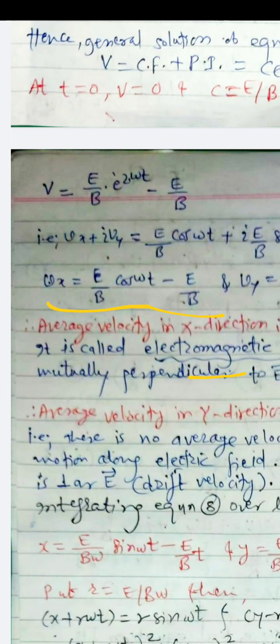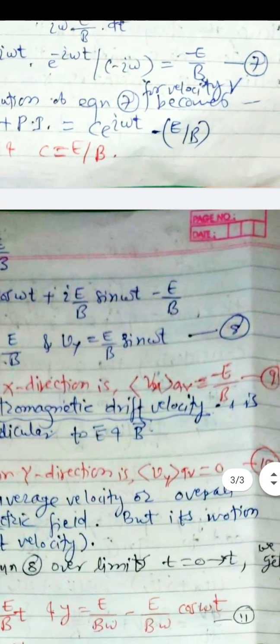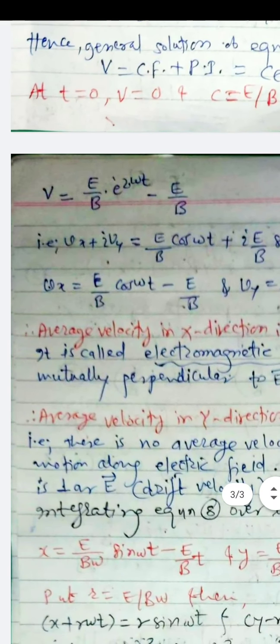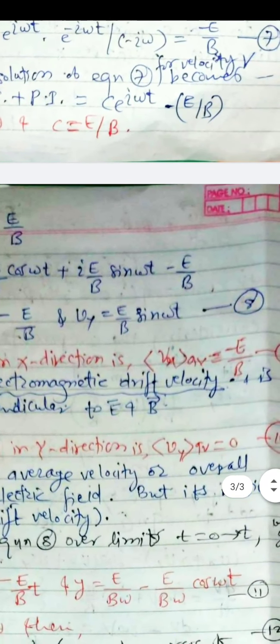Second one, Vy equals E upon B sin omega t. It is equation number 8. What is included in equation number 8? The first part, the x component of the velocity vector, Vx equals E upon B cos omega t minus E upon B, and the y component of the velocity vector, Vy equals E upon B sin omega t, as our equation number 8.